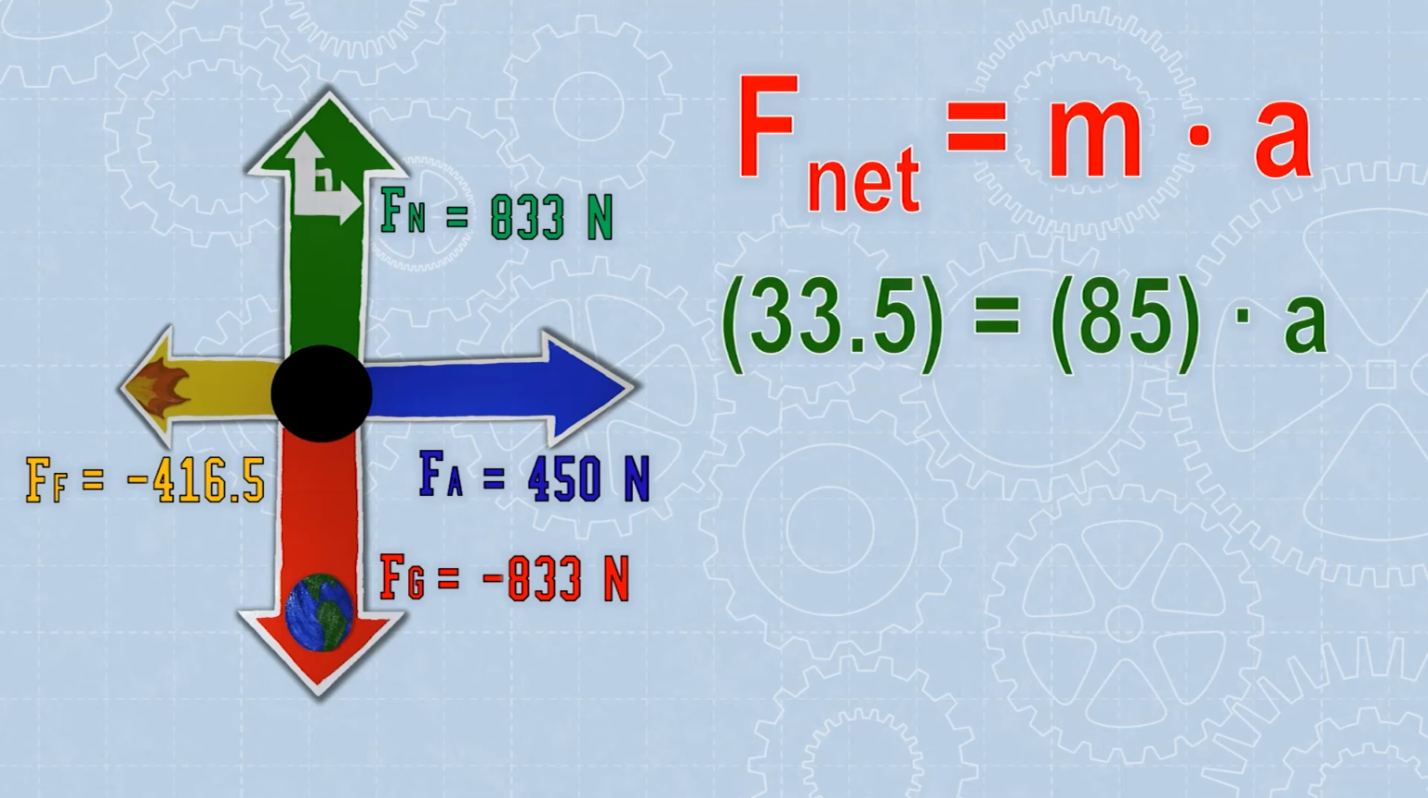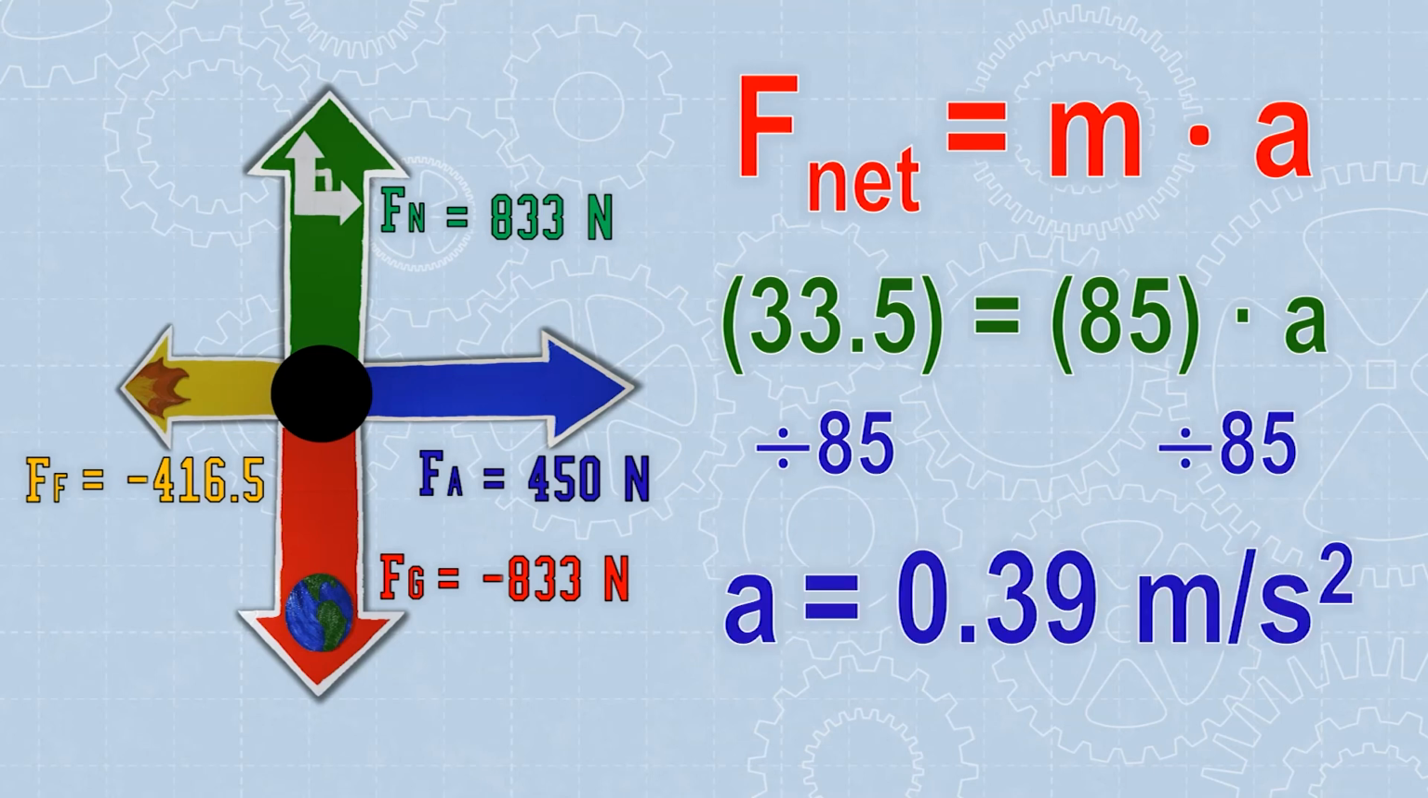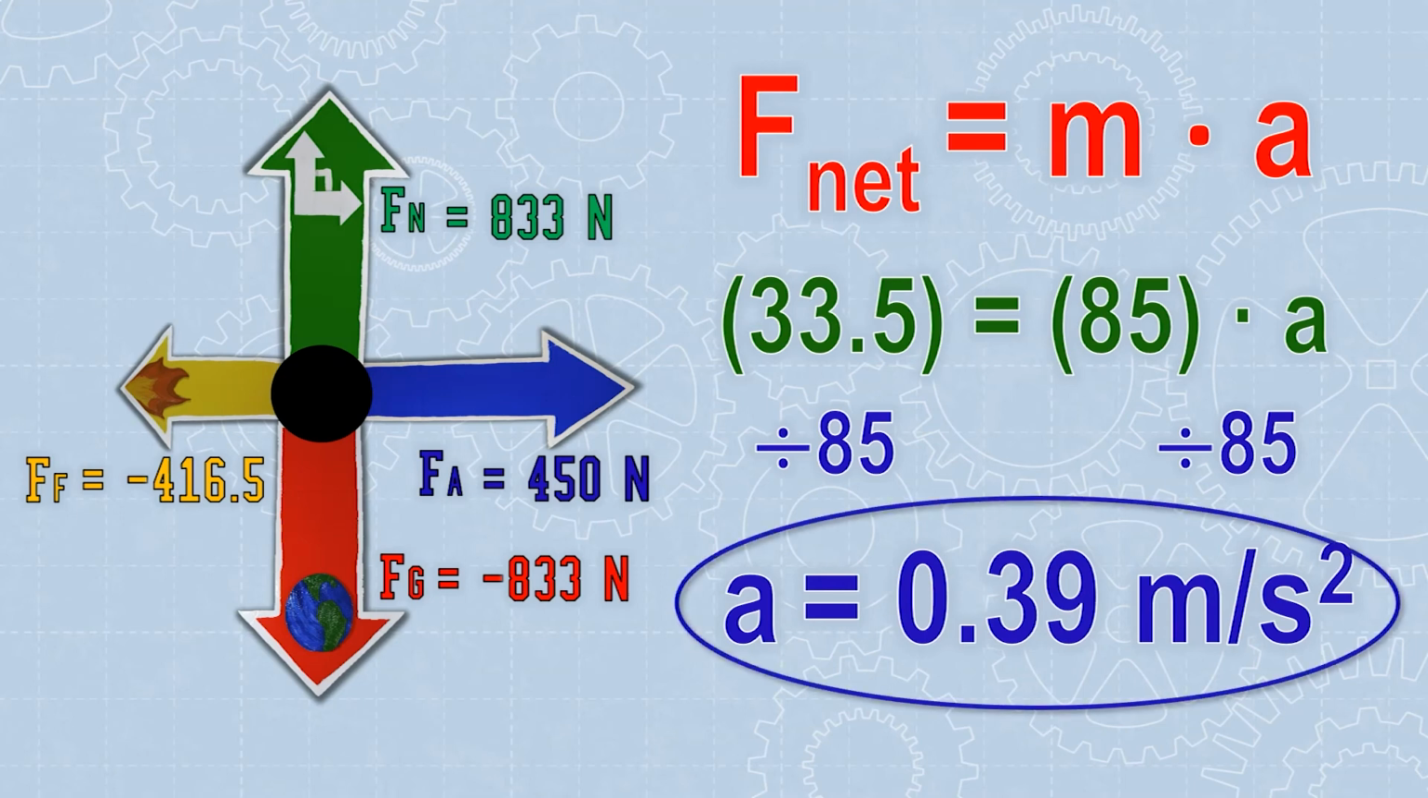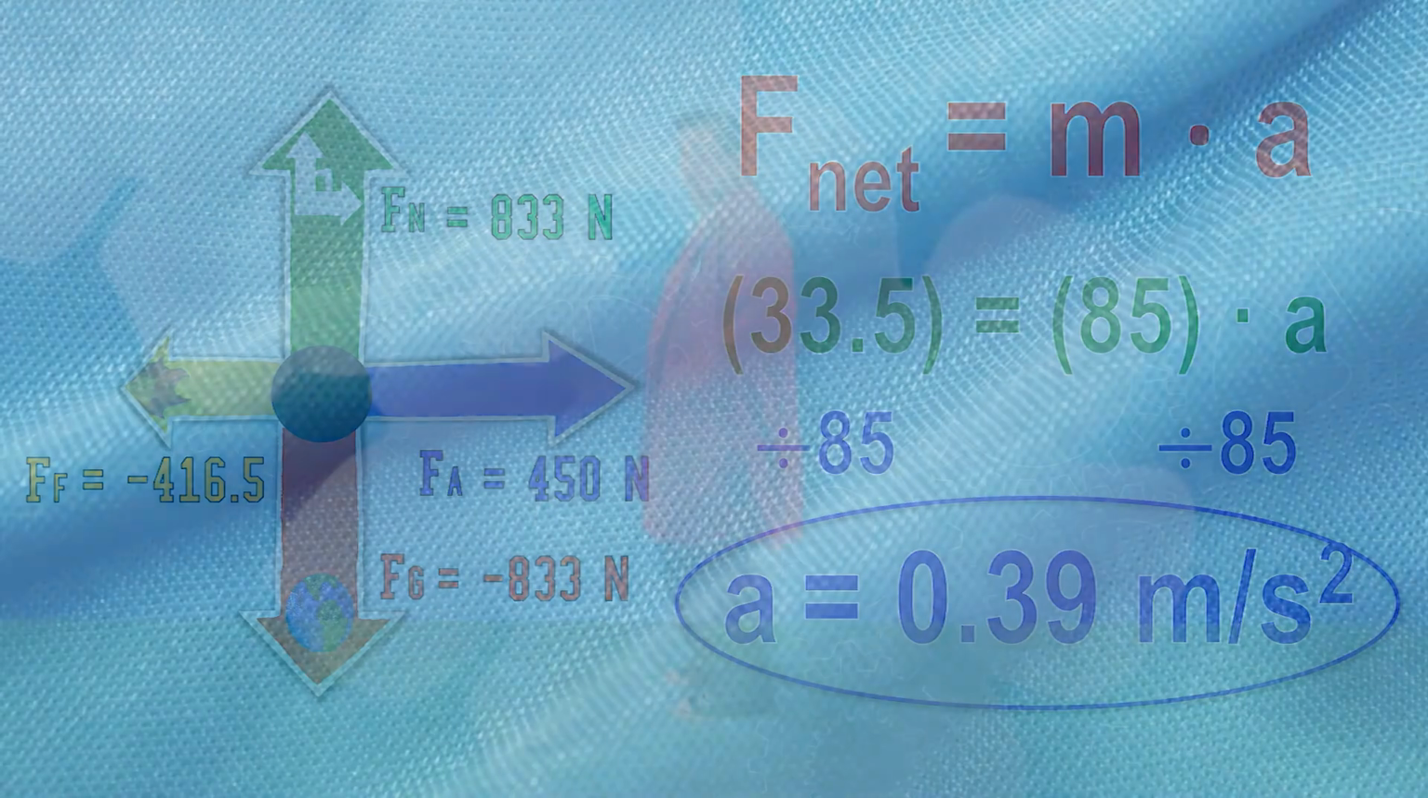There's my formula. My net force was 33.5. My mass is still 85. I want to solve for my acceleration. I know it has to be to the right, so we're looking for a positive acceleration here. Divide both sides by 85, and I get a positive acceleration of 0.39 meters per second squared. And that's reasonable. I'm going forward with a positive velocity. If I'm speeding up, both my direction and acceleration should be positive in a forward direction.